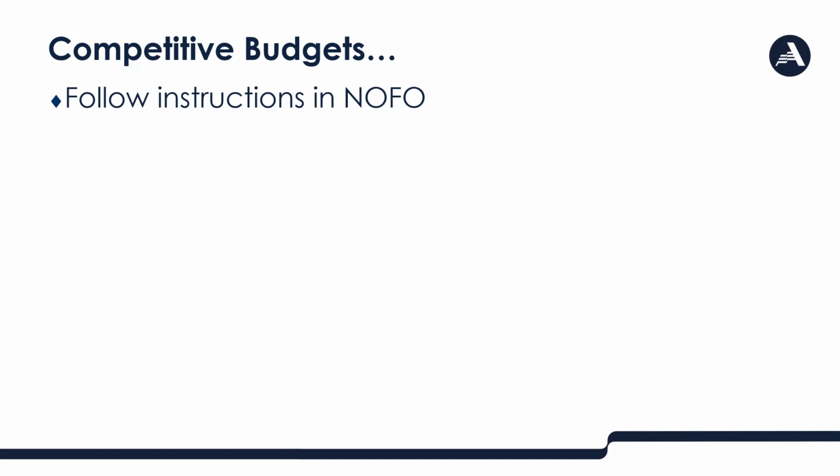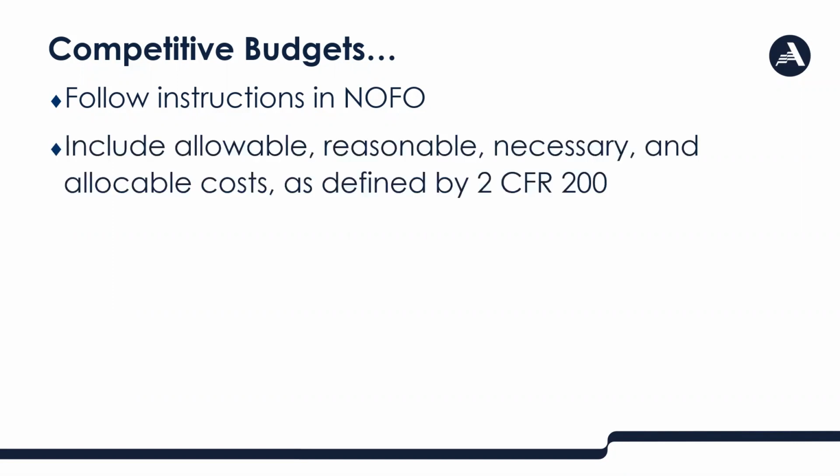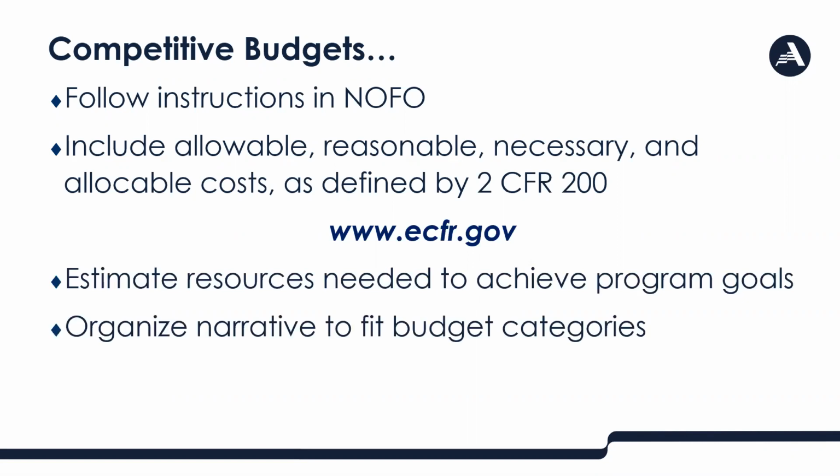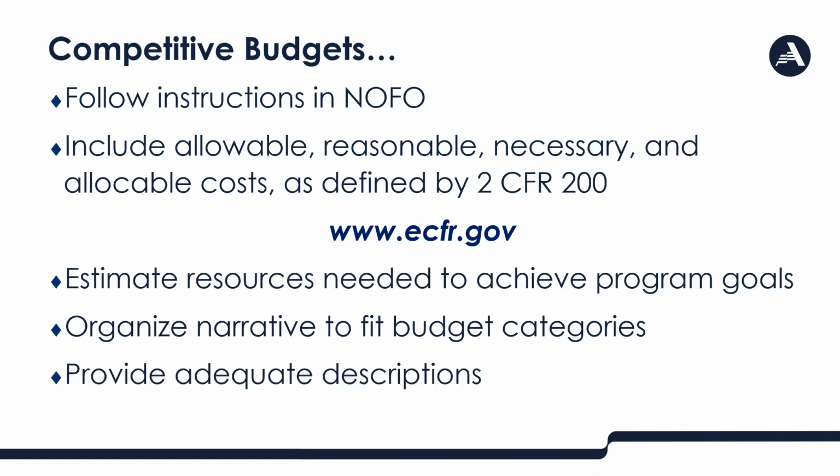I also encourage you to become familiar with the uniform guidance and only include those costs that are allowable, reasonable, necessary, and allocable. And you can find the uniform guidance online at ecfr.gov and look under Title 2, Grants and Agreements. After you and your team estimate the financial resources you need to achieve the stated program goals, you will organize them into the narrative's budget categories, again, following the guidance in the NOFO and the application instructions. As you develop the narrative, please remember to provide adequate descriptions and clear calculations.